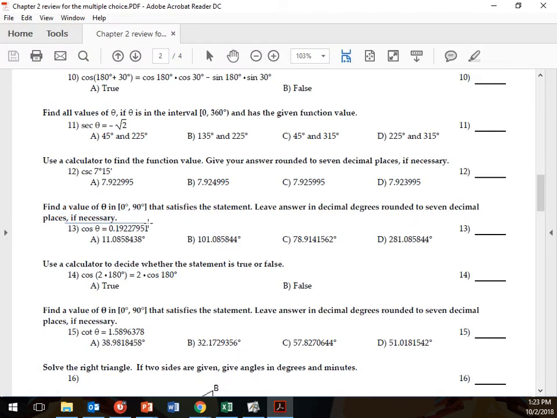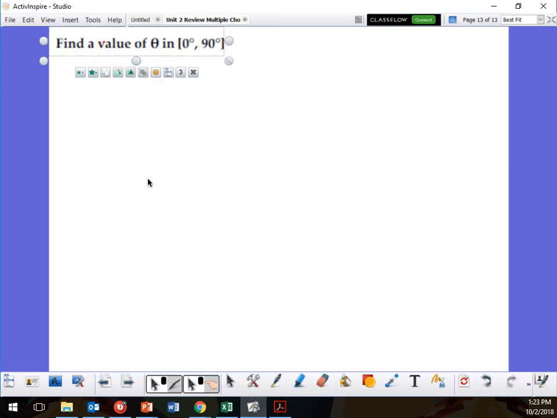Now this right here is asking for this value. Now, what am I really searching for here? Okay, I'm searching for the what? Theta. And theta represents what? Degrees. And a degree is measuring what?